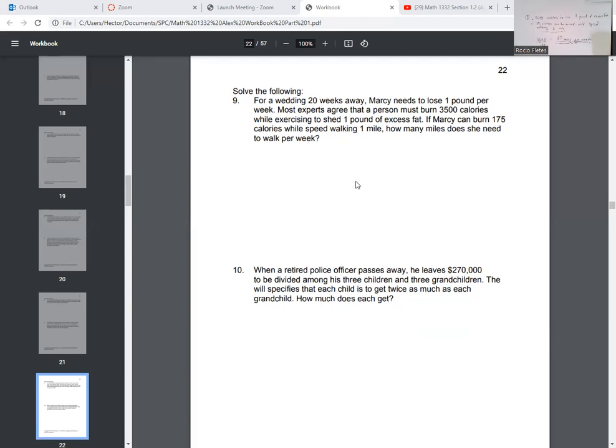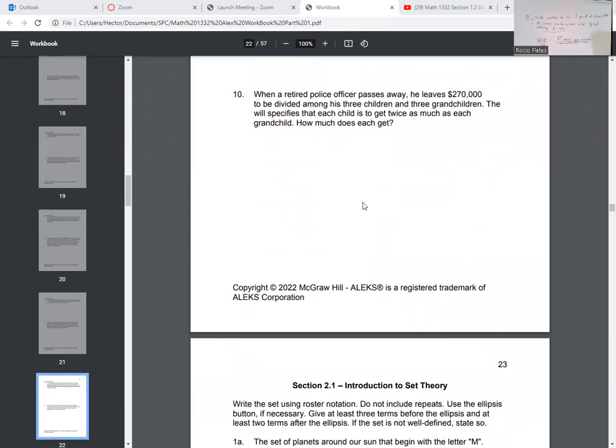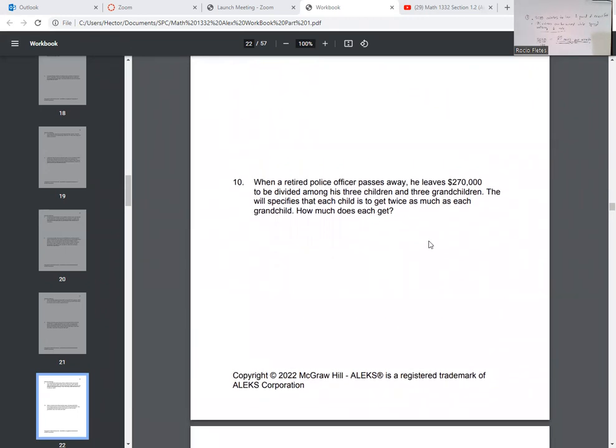Let's see. How about number 10? Should we do number 10? Let me see if it's interesting. When a retired police officer passes away, he leaves 270,000 to be divided among his 3 children and 3... Yes, I love questions that have to do with money. So let's try this one.